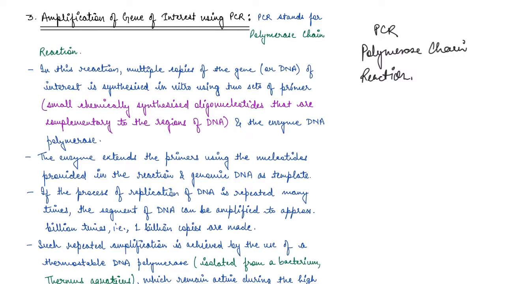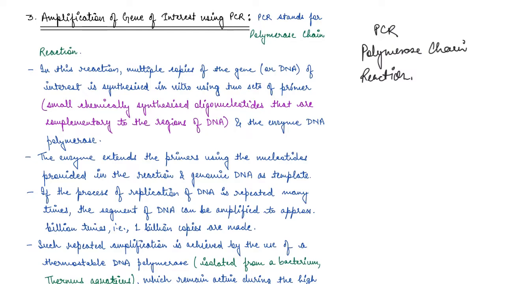Now, this enzyme DNA polymerase extends the primer using the nucleotides provided in the reaction and the genomic DNA as template, right? So, if the process of replication of DNA is repeated many times, the segment of DNA can be amplified to even a billion times. So basically, we can even make 1 billion copies, right?